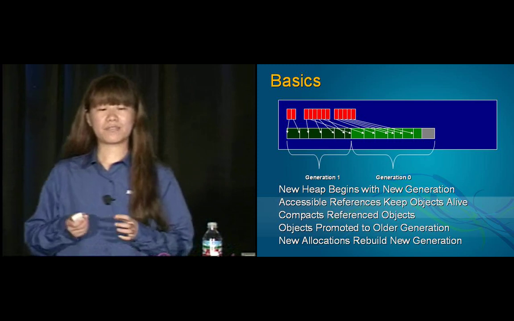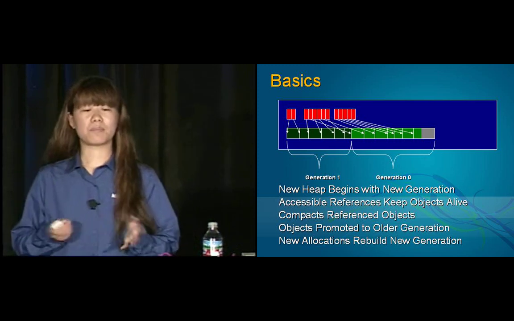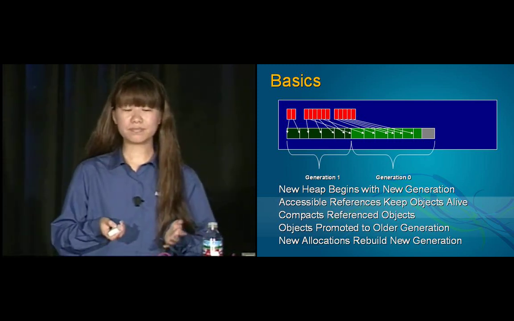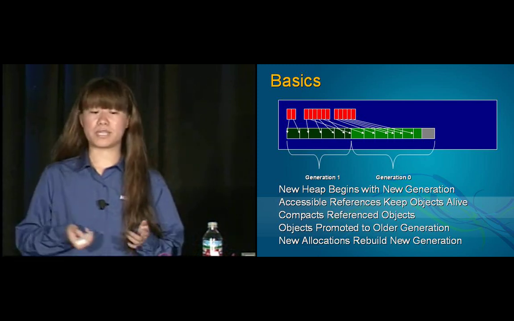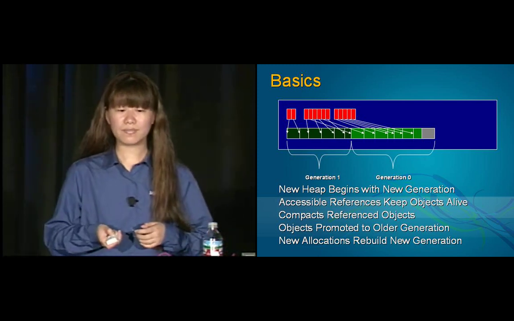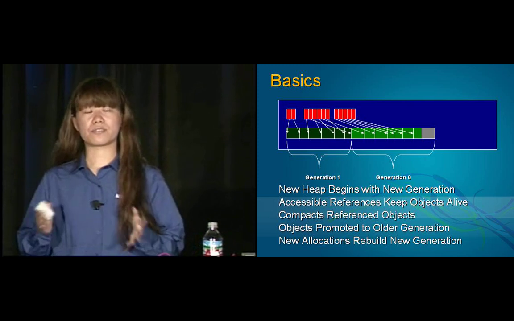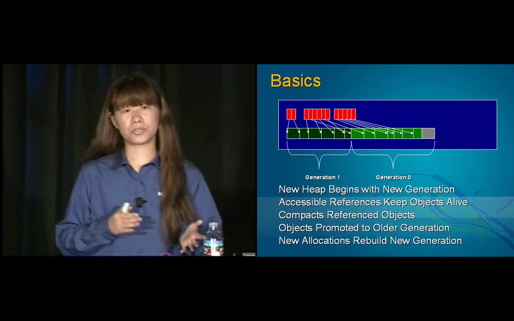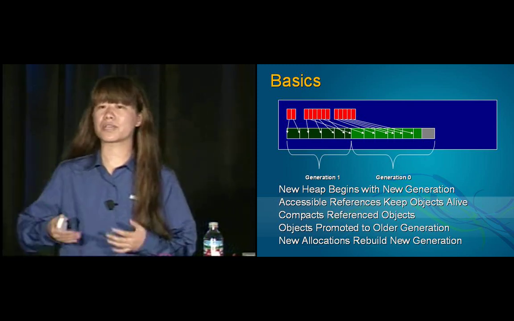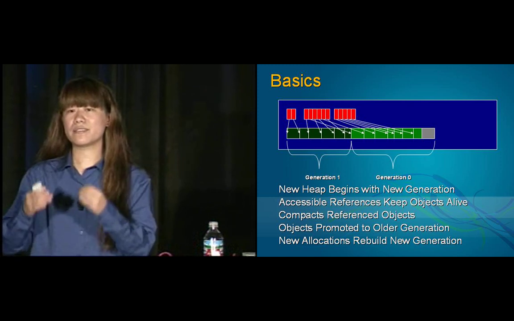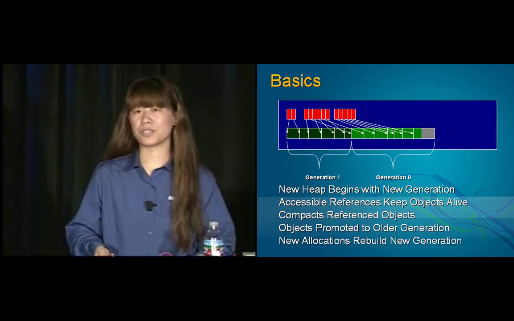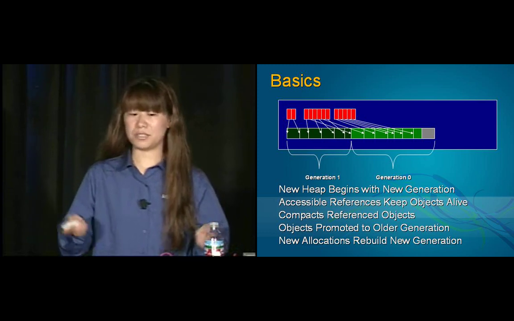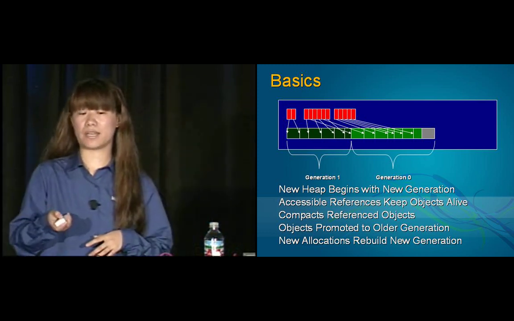And after it finds all its live objects, it'll compact them together, squeezing out the space that's taken up by the dead objects. And then the objects that survived get promoted to the older generation, and then you start allocating again. What you allocate forms a new generation. So that's a very simple view of what happens on the managed heap. Now let's talk about that in depth.